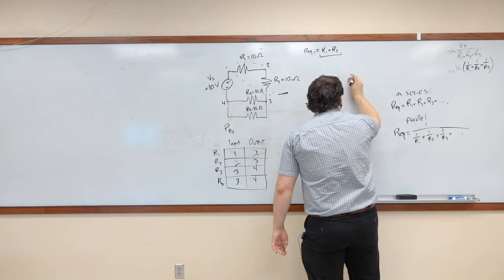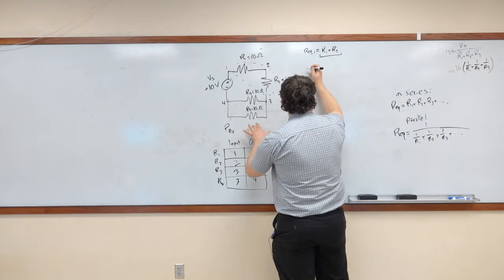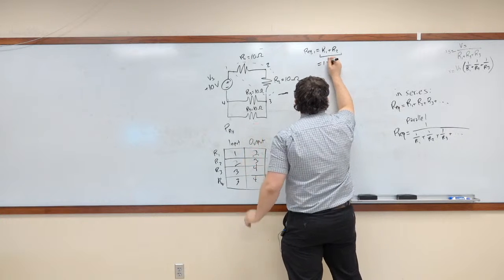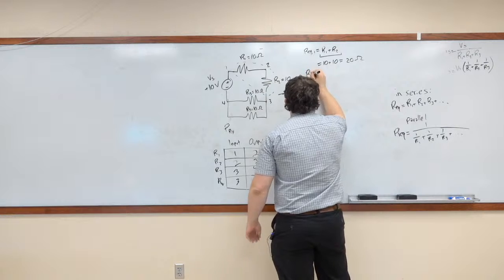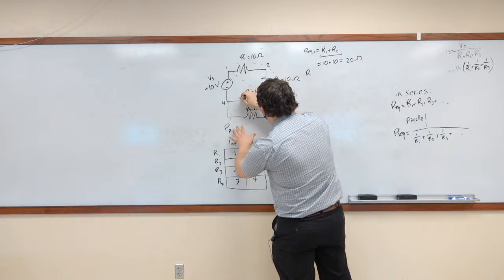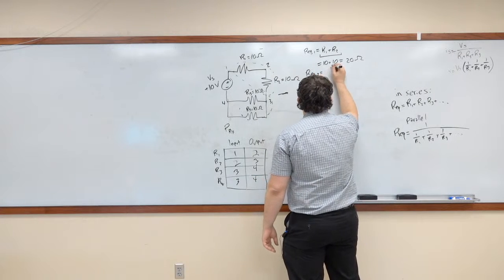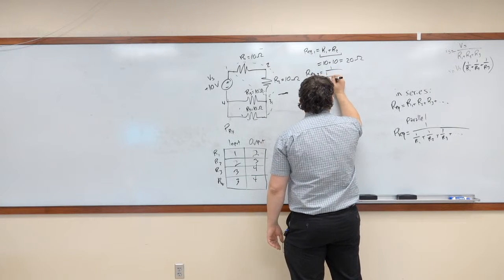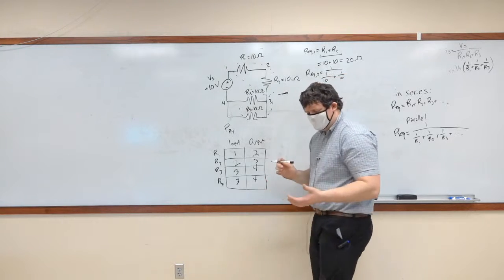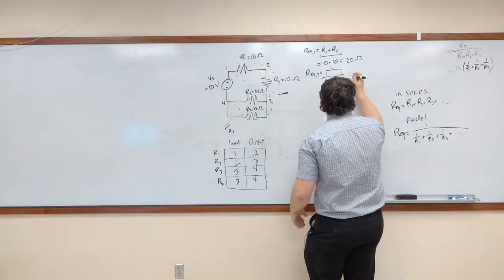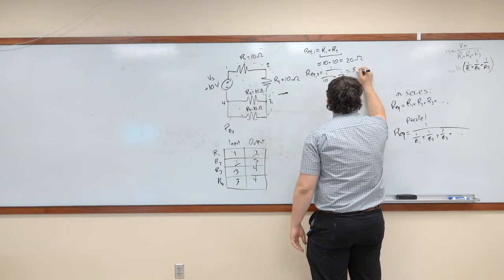Why is it R1 plus R2? Because they're in series. Okay? And so that's going to be equal to 10 plus 10, which is equal to 20 ohms. And we're going to say these two now are REQ2. And that's going to be equal to 1 over 1 over 10 plus 1 over 10, which is 1 over 5, which is 5 ohms.